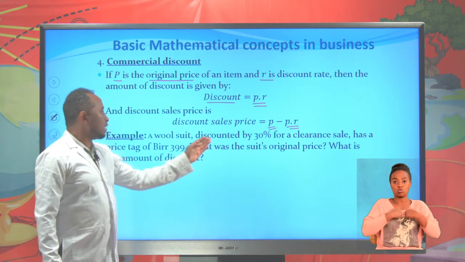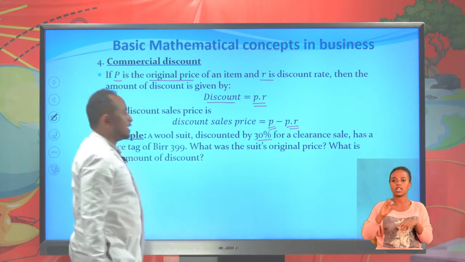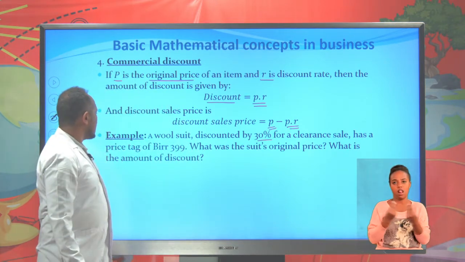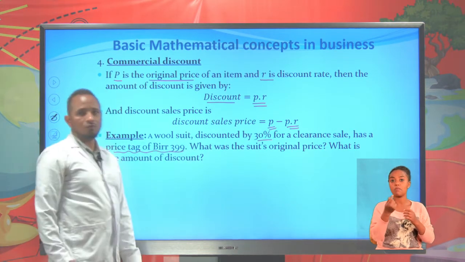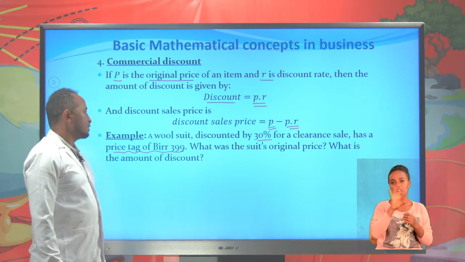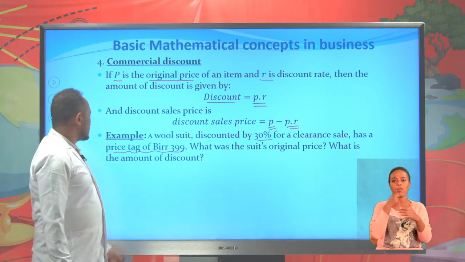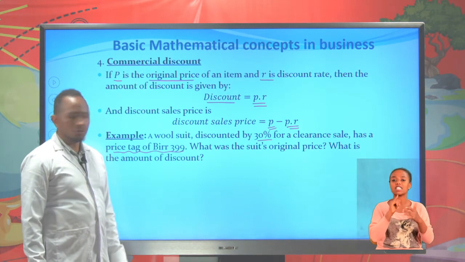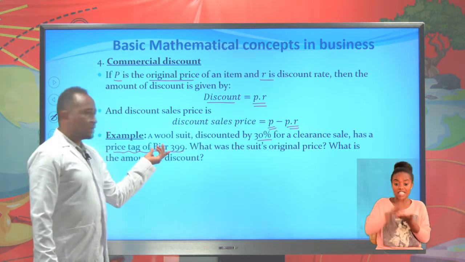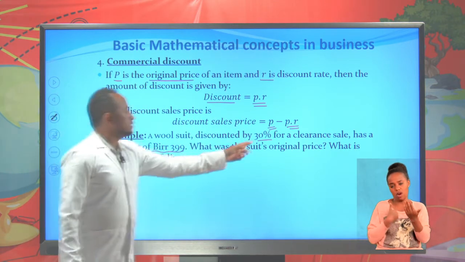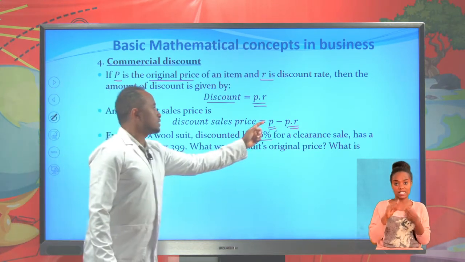A wool suit discounted by 30% for a clearance sale has a price tag, that's the discounted price, of 399 birr. So what was the suit's original price and what is the amount of discount? So here the discounted sale price is given and the discount rate is given. First we are asked to find the original price.